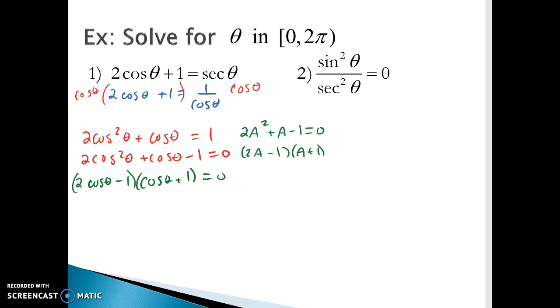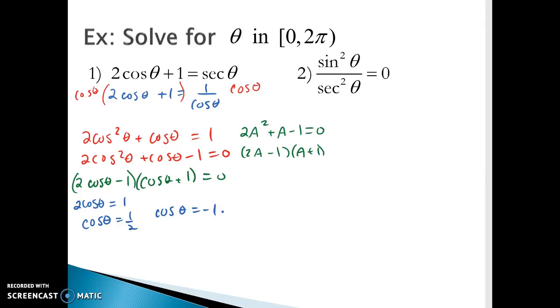Now what we want to do is set each of these factors equal to 0. So the first factor would give us that 2 cosine theta, if we add the 1 to the other side, equals 1. Therefore, cosine theta equals 1/2. And for our second factor, we get that cosine theta equals negative 1.